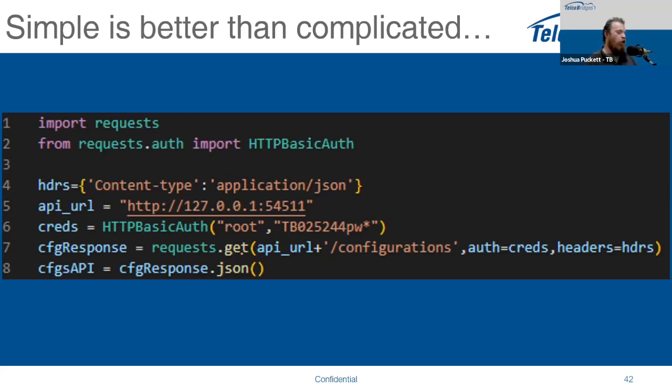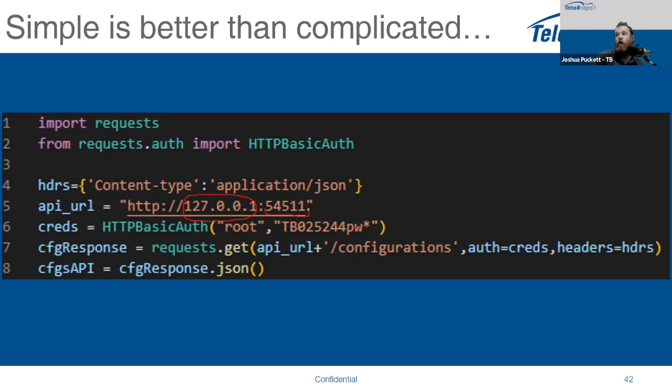One of the core tenets of Python is that simple is better than complicated, and with our API, that's kind of proven to be true over and over. I'm testing here from Vietnam, so ignore the fact that this is a local loopback address. It's going through an SSH tunnel that transports this 54511 to 12358. And here would be an example of me getting all the configurations on a gateway.